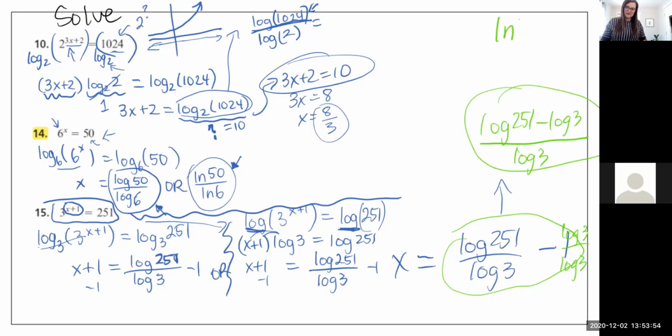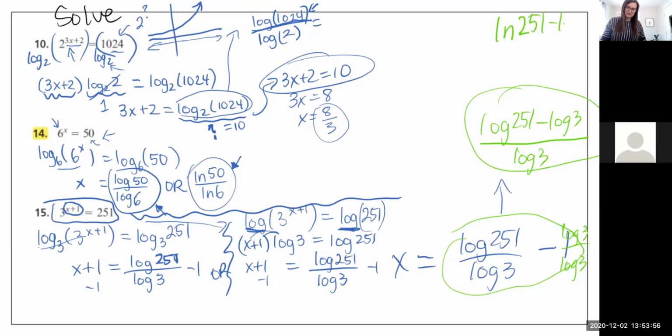They could have also had ln 251 minus ln 3 over ln 3. These are all the same because I could have taken ln on both sides, which is base e. It's another popular one. I actually like using ln because it's just one less letter to write, but that's kind of a lame reason.